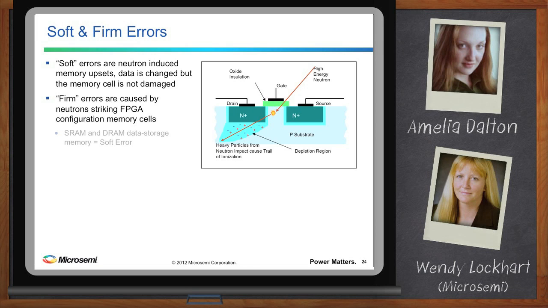A soft error occurs when the FPGA data, or user SRAM, is hit by ionizing radiation. Using EDAC, so error detection and correction techniques, soft errors can be identified and easily fixed. However, if an error occurs in the configuration SRAM that is used to define the FPGA's personality, then this error remains until the issue is detected and the device is reconfigured.